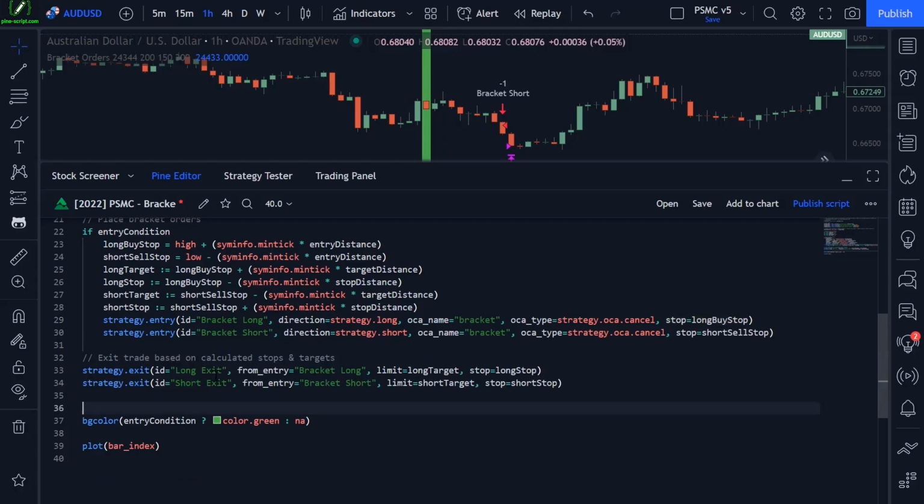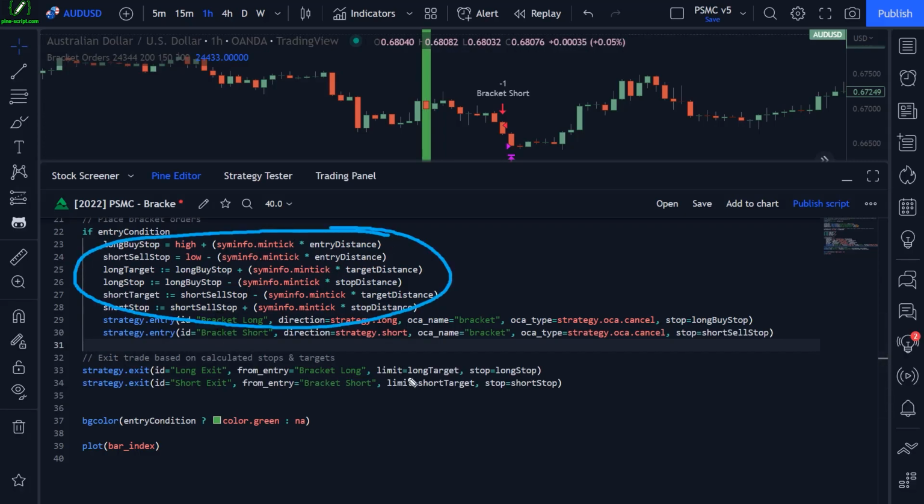Then finally, we need to exit our trades based on a take profit and a stop loss. So this trader wanted a 15 pip or 15 point stop loss and a 30 point or 30 pip target. So a 2-to-1 risk reward. That's all calculated up here, and we simply pass it in to our strategy.exit functions. We need one for each direction. So one for long exits, one for short exits.